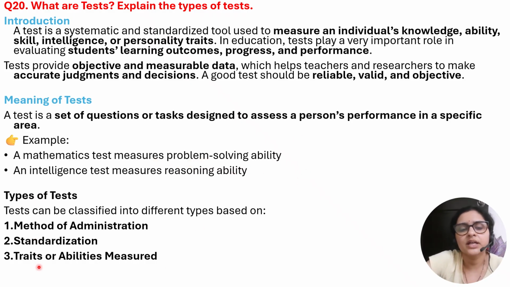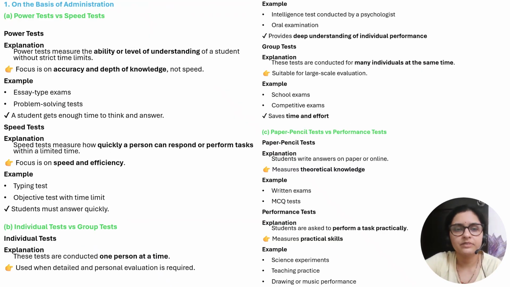So what are the various types of tests? There are three major types of tests. Tests can be classified based on method of administration, standardization, and traits or abilities measured. So first, on the basis of administration. First is power tests.